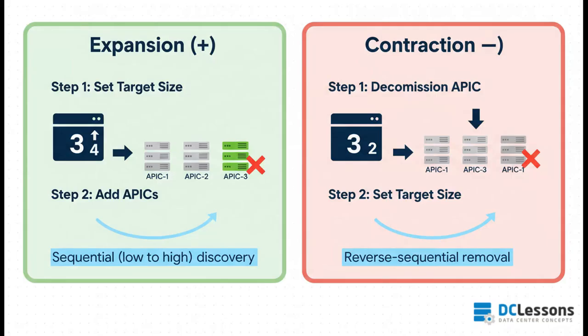Now this slide is absolutely critical. To expand the cluster, you first increase the size in the GUI, then you power on the new APICs. The process is sequential, from the lowest ID to the highest. To shrink the cluster, you do the exact opposite. You have to decommission the highest ID APIC first, power it off completely, and only then do you go into the GUI and reduce the size. It's a reverse sequential process. You have to get this order right.